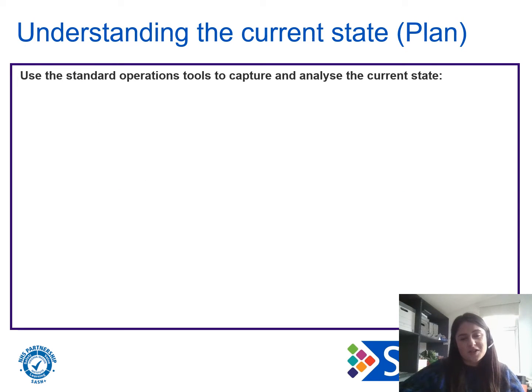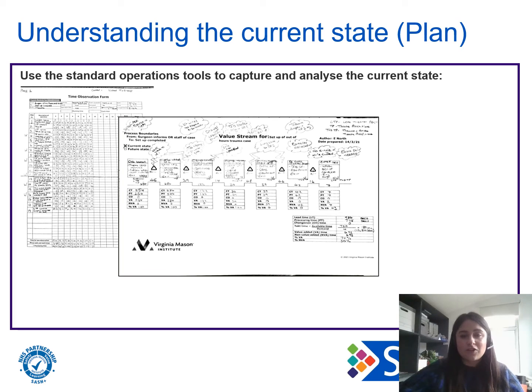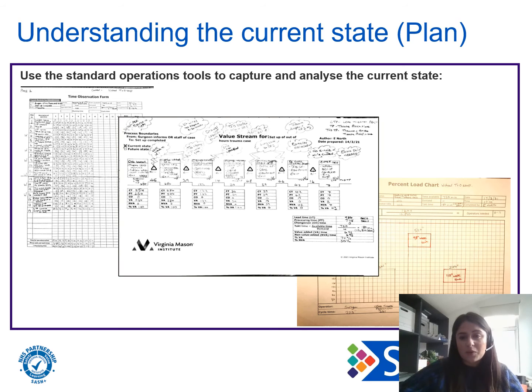After scope, we move on to understanding the current state, and this is still part of the plan section of the PDSA cycle. Understanding the current state is where we use standard operation tools to capture and analyse the current state. So this could be time observation forms, value stream maps with our Kaizen bursts on there, or opportunities for improvement, or things like percent load charts, standard work combination sheets, or standard worksheets. It allows us to see what is actually happening and what is working well or not working so well.